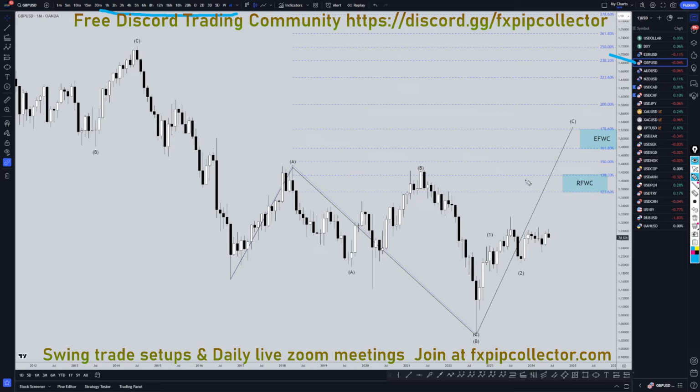On the pound dollar monthly time frame, I'm still very bullish overall. I still think it is very likely to either make a running flat wave C, which would bring us up to one of these two Fibonacci extensions, making a lower high, or I think it's going to make an expanding flat wave C, which would go up to the 178, 161.8, which would make a higher high of these previous highs. So taking it down to the weekly time frame.